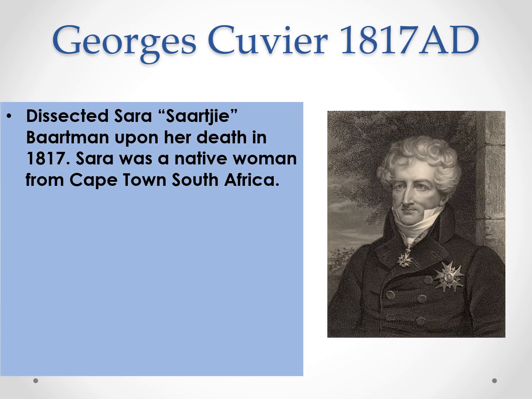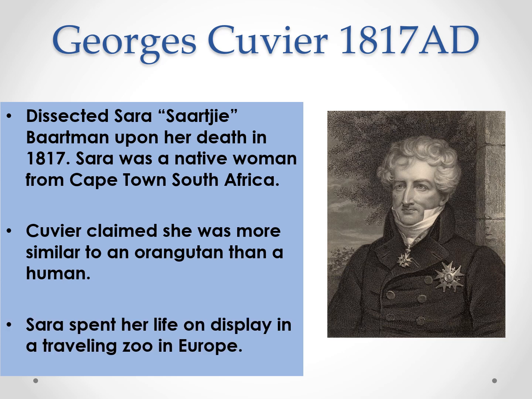So in part of his career, he also looked a lot at categorizing race and came up with his own racial classification system for humans based off of his research on his dissections of Sarah Baartman in 1817, who was a native woman from Cape Town, South Africa. And Cuvier claimed, based on some rather spurious statistical data, as well as really not knowing what an orangutan looks like, that she had anatomy that was more similar to that of an orangutan than human, thus further supporting his notion that there are separate species of humans that correspond to race. Unfortunately, Sarah spent most of her life on display in a traveling zoo in Europe before finally retiring and dying in Cape Town, South Africa.